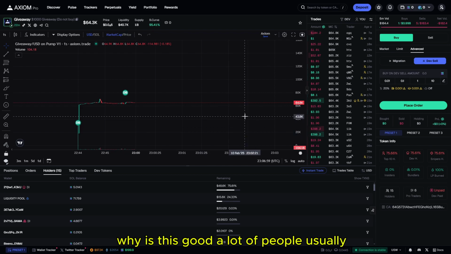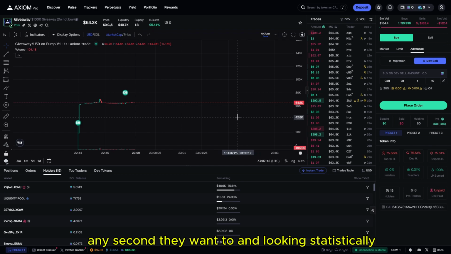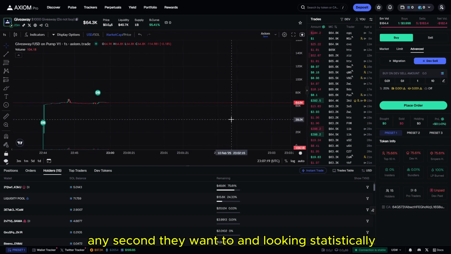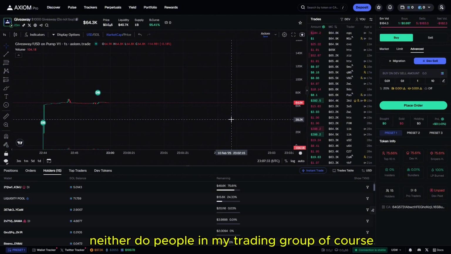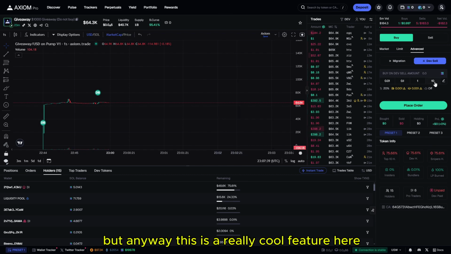Why is this good? A lot of people usually buy into coins as soon as the dev sells, because the dev in most cases has a lot of power over you, and I believe a lot of traders don't really like this, the fact that the dev could just dump any second they want to. And looking statistically, 98.9% of coins, I believe, are usually rugs. So, of course, if the developer's in the coin, more likely than not, I don't usually invest in the coin. Neither do people in my trading group. Of course, it depends on strategy and on the coin as well. But anyway, this is a really cool feature here.